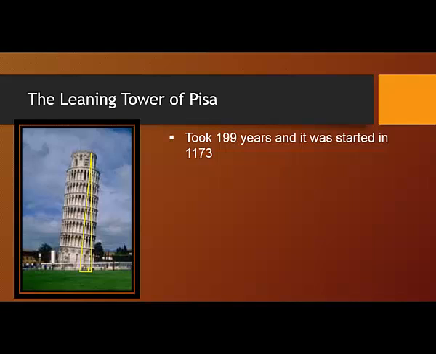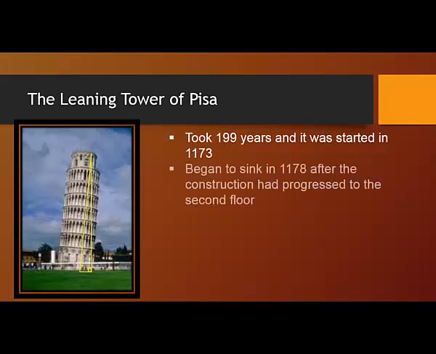It took 199 years to build, and it was started in 1173. It began to sink in 1178. That's only 5 years after the construction had progressed to the second floor. So take a look at where the second floor is. That's when it started leaning.